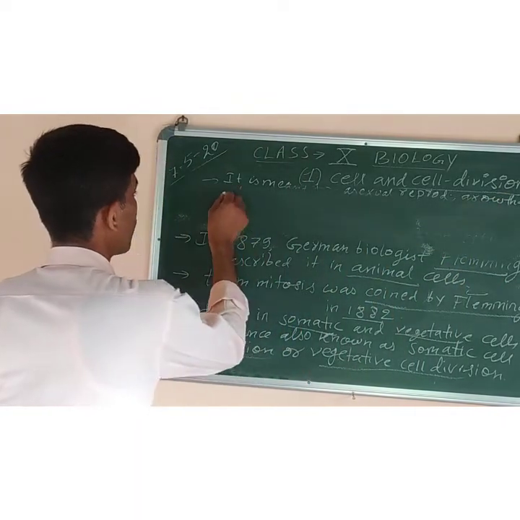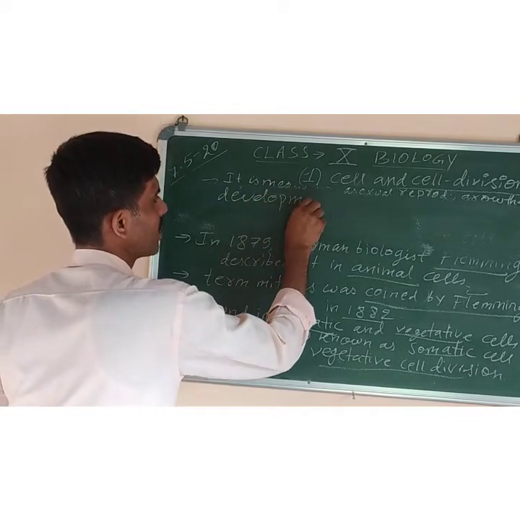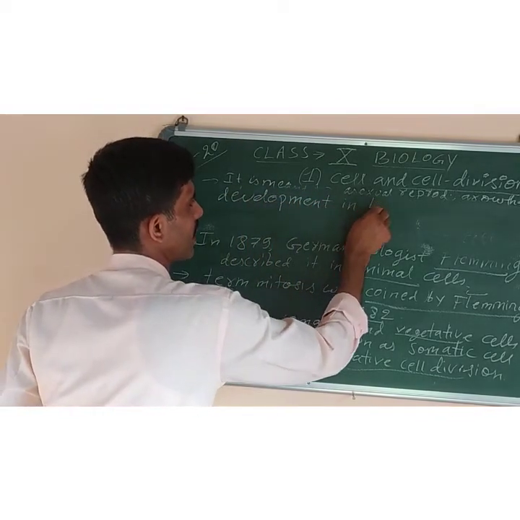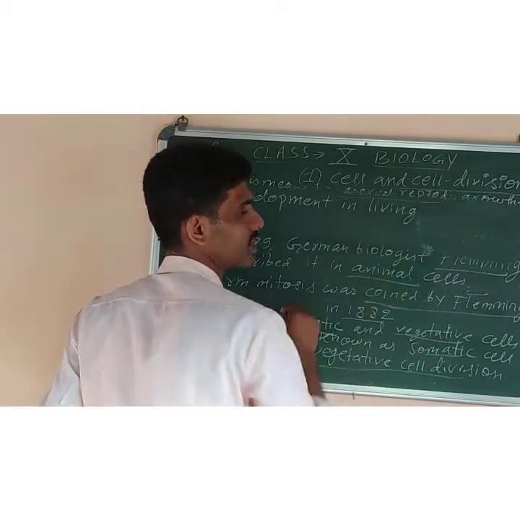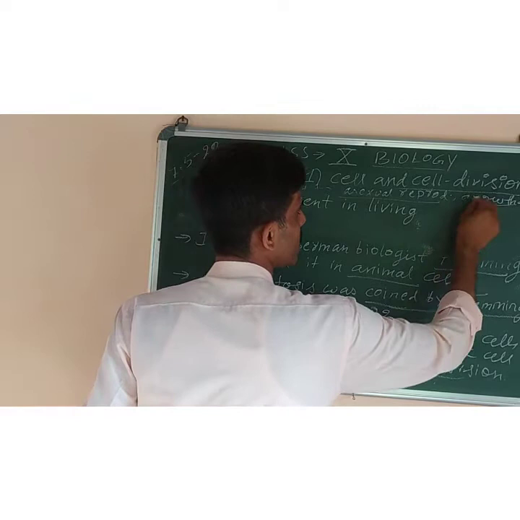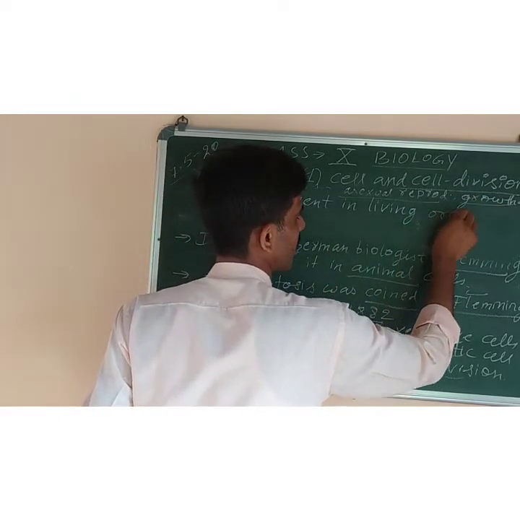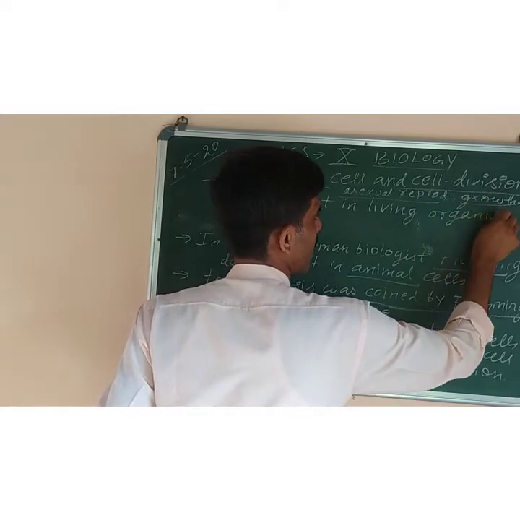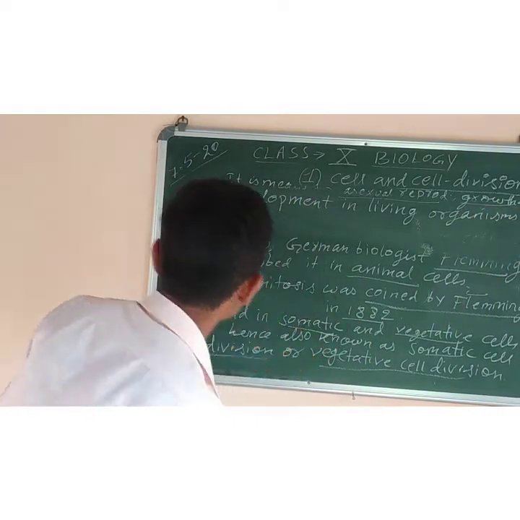Growth and development in living organisms. So this method or this type of cell division is used by the living organisms for their asexual reproduction, for their growth also, as well as for their development. Okay. Now let's talk about the different phases of mitosis.